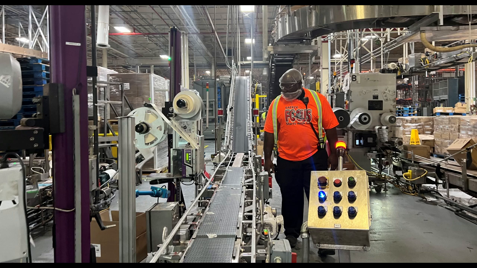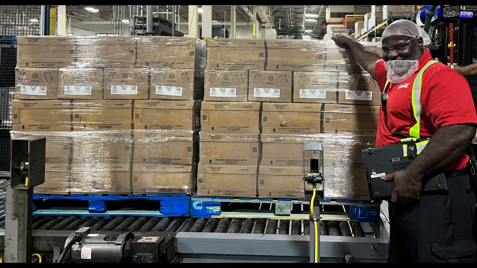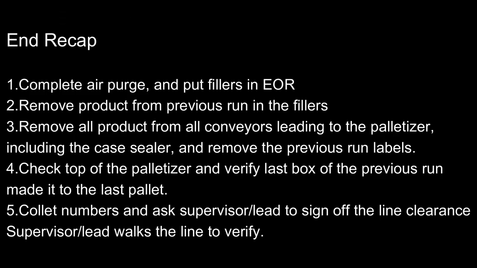Let's review one last time all the steps that are necessary to complete the end of run. 1. Complete air purge and put fillers in the end of run. 2. Remove product from previous run in the fillers. 3. Remove all product from all conveyors leading to the palletizer, including the case sealer, and remove the previous run labels. 4. Check the top of the palletizer and verify the last box of the previous run made it to the last pallet. 5. Collect the numbers and ask your supervisor or lead to sign off the line clearance. Supervisor or lead walks the line to verify.